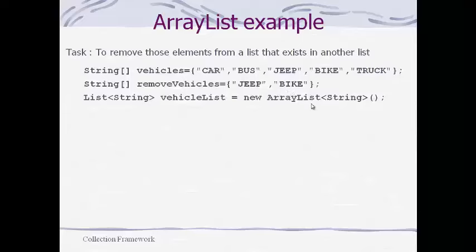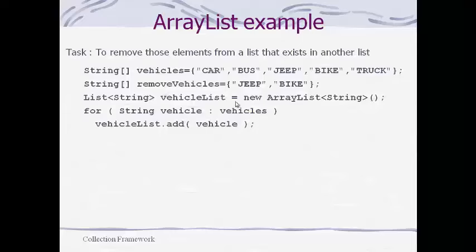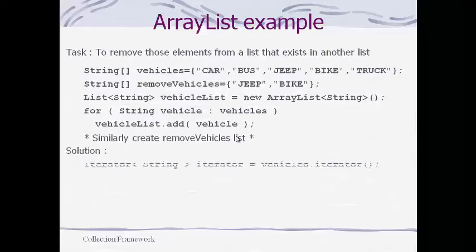So first we make an array list, which is a list, and in a for each loop store everything in the vehicles array into the vehicle list array list. Add vehicle: for each vehicle of type string in vehicles, add vehicle into the vehicle list. Similarly, create the remove vehicles list, and the solution will be like this.